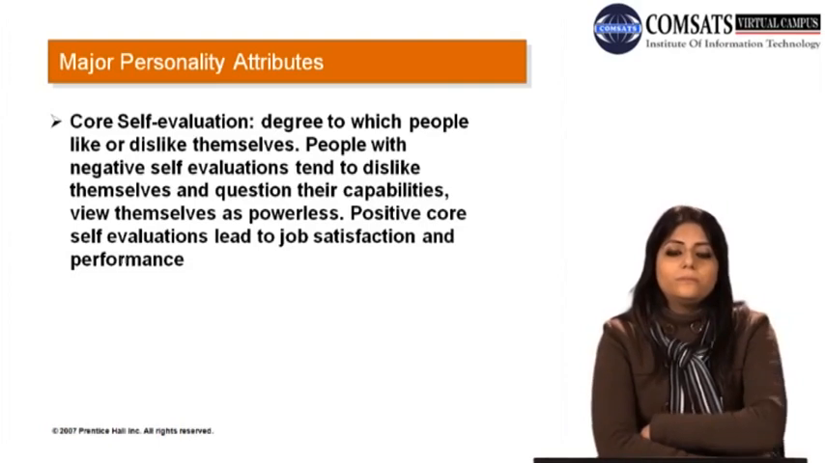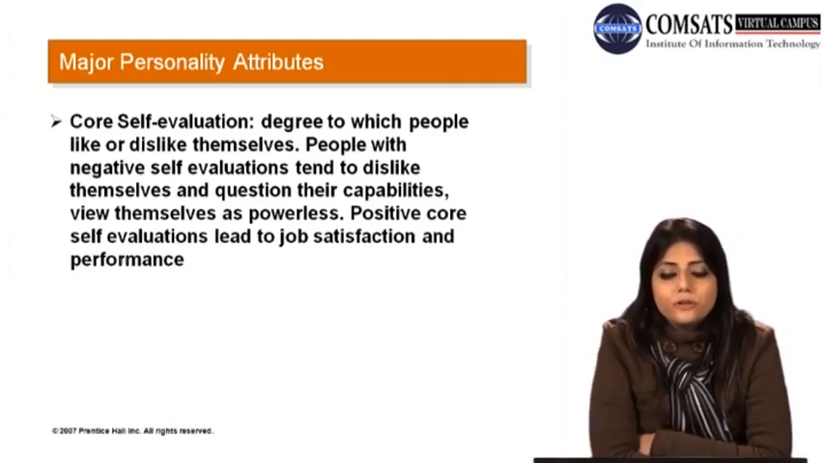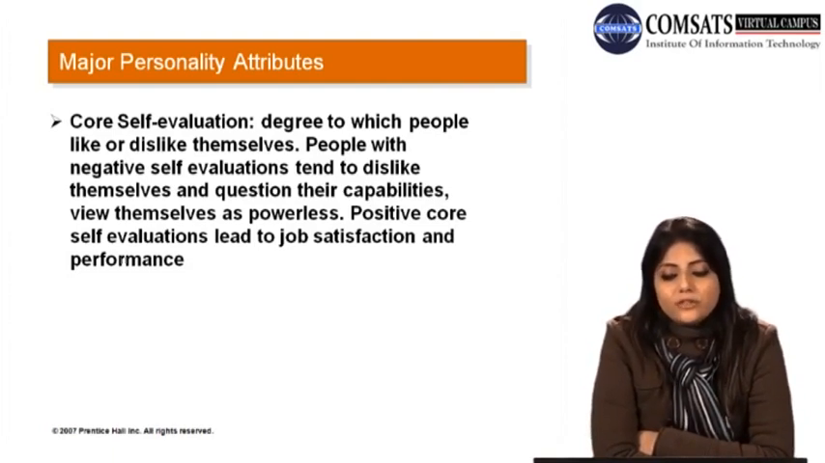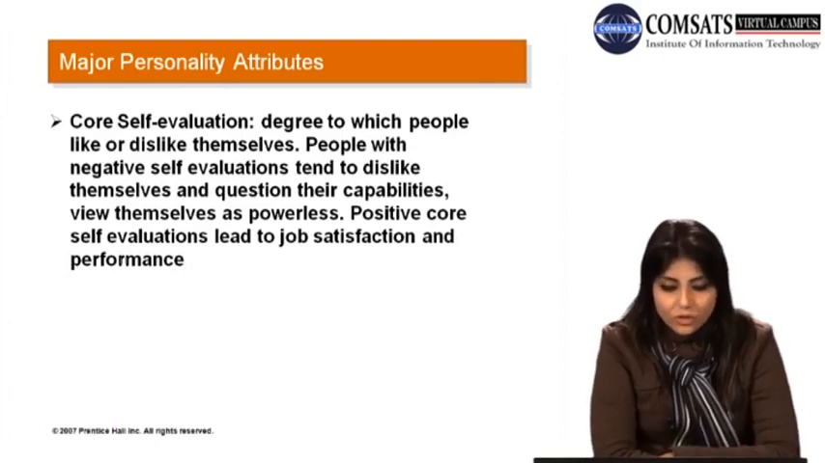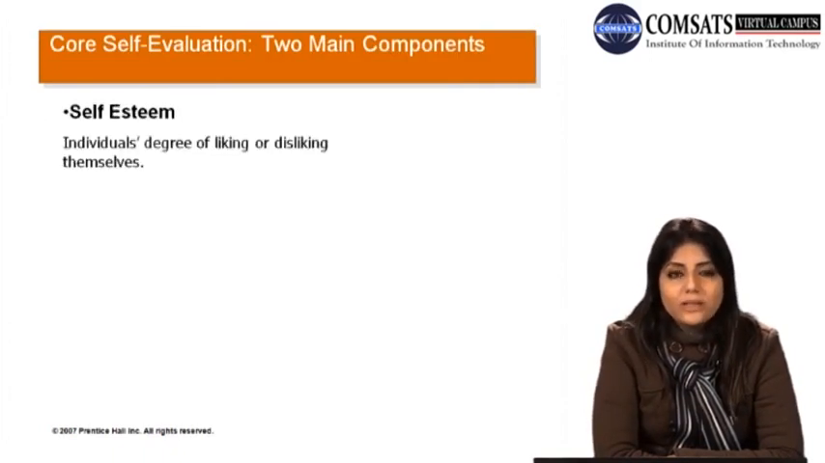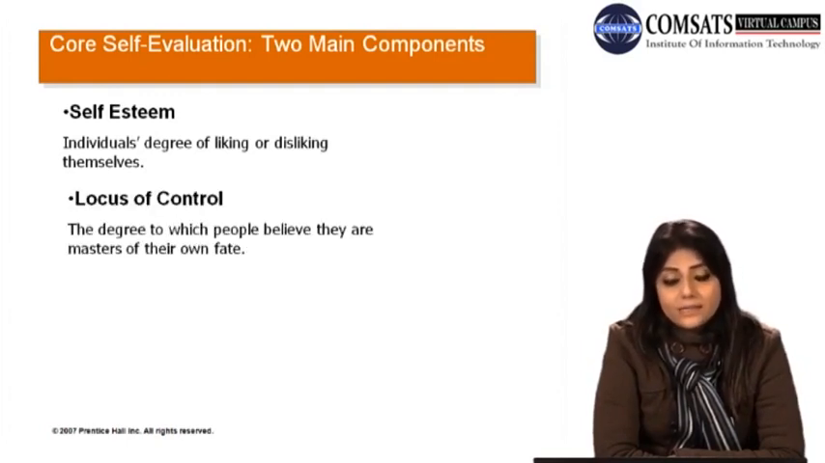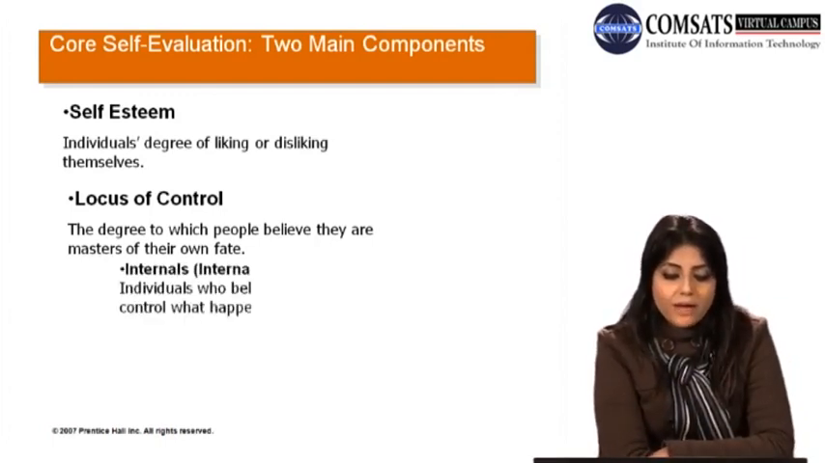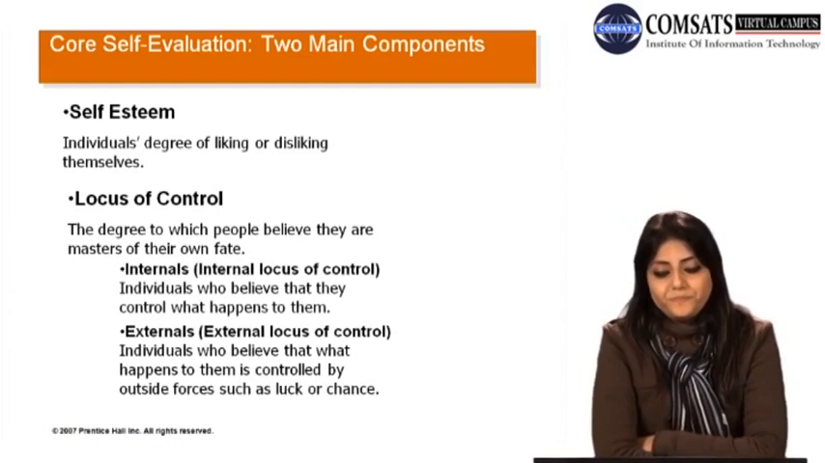Okay, we see the different major personality attributes now. Core self-evaluations are basically the degree to which the individual likes or dislikes themselves, right? There are two parts of the core self-evaluations. The first one is self-esteem, which is the individual's liking or disliking for themselves, and the other is the locus of control, which is the degree to which people believe that they are masters of their own fate.